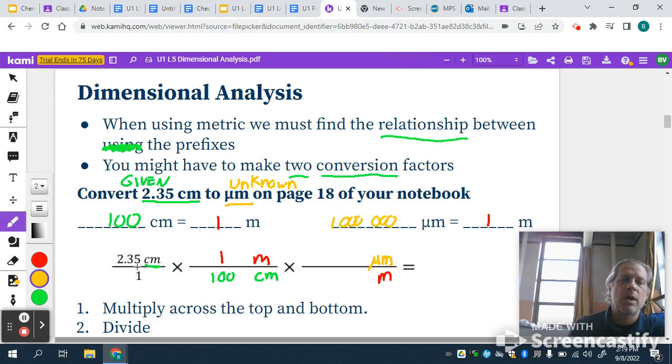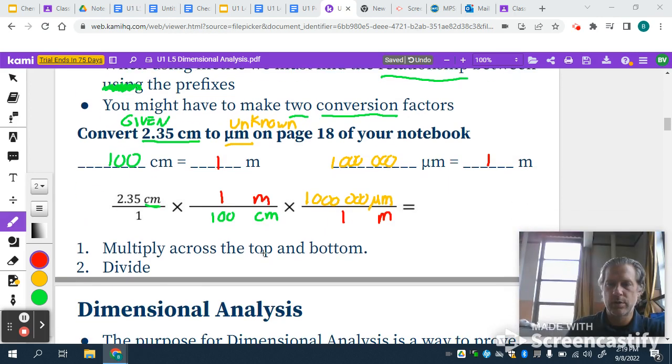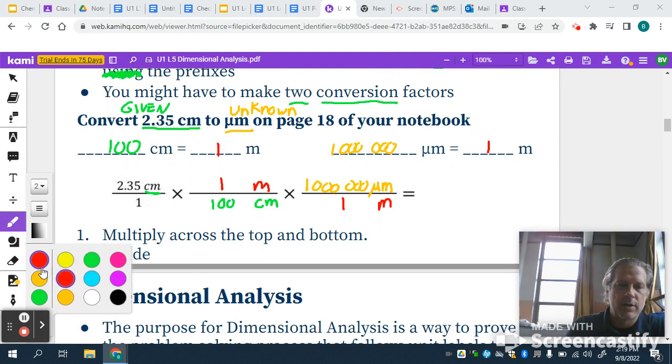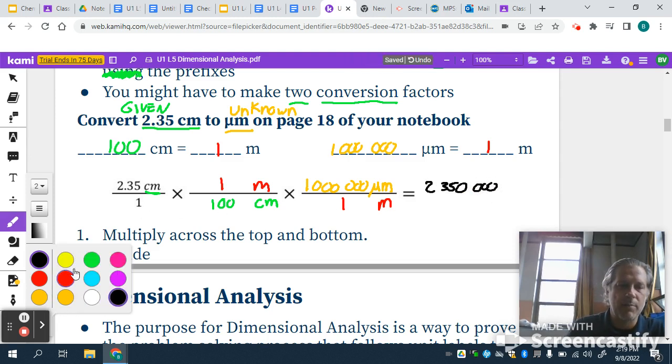Now I'm going to fill in the values. I have 1 million micrometers inside of 1 meter. Now I'm going to do a little bit of math here. We multiply straight across the top, and you get 2.35 times 1 times 1 million, which is 2,350,000.